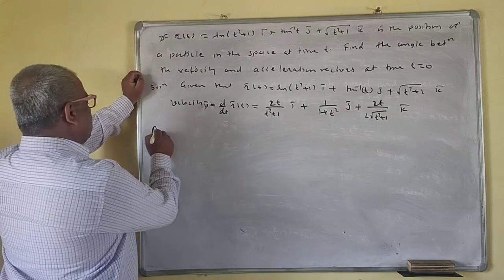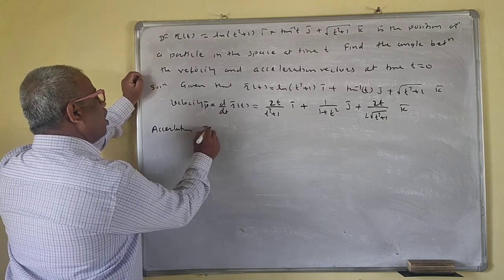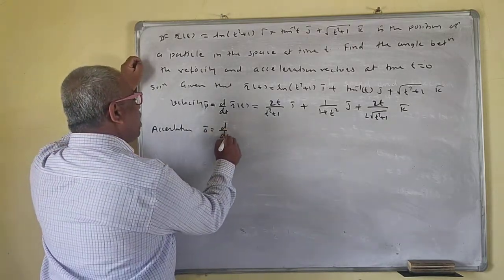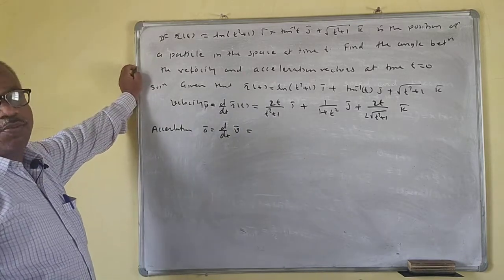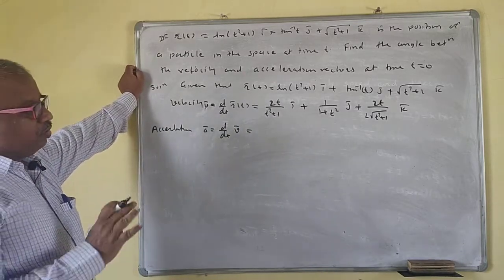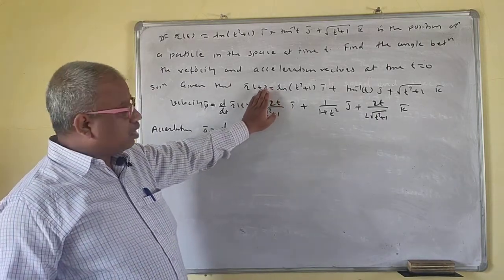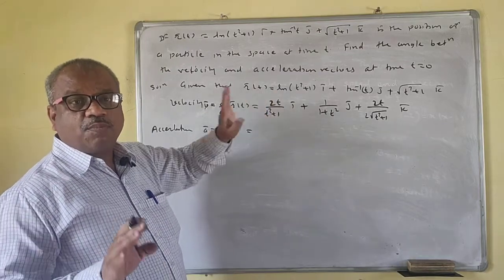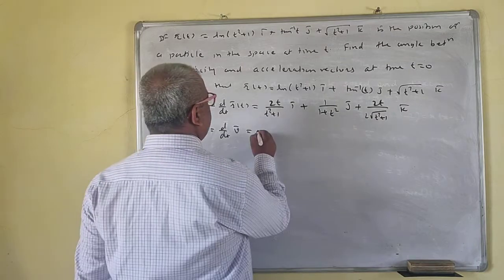So now the acceleration a bar is d by dt of v bar. Now we have to apply the product rule, the u by v rule. Each component is a real valued function, not a vector; the total is a vector valued function, and we are differentiating component wise. So you can use the product rule.